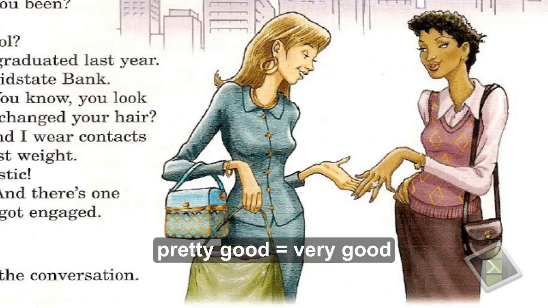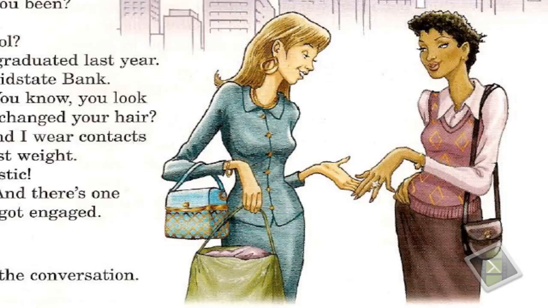Are you still in school? No, not anymore. Not anymore. T soft D. I graduated last year. And I got a, T soft D between A and O. In American, O is A. I got a job. I got a job at Mid-State Bank. That's great news. You know, you look different. Have you changed your hair?